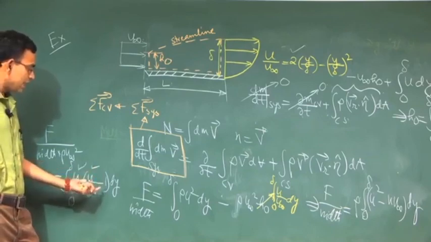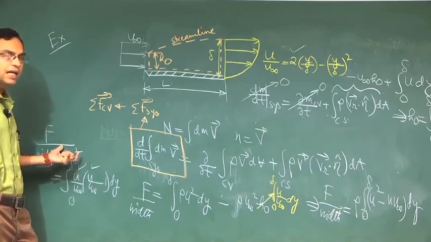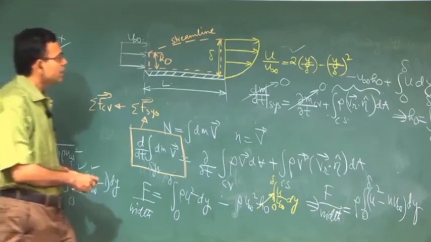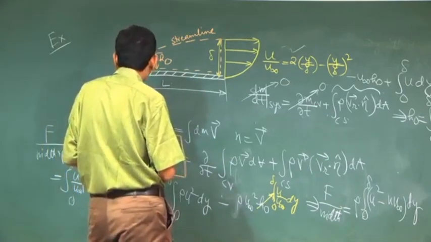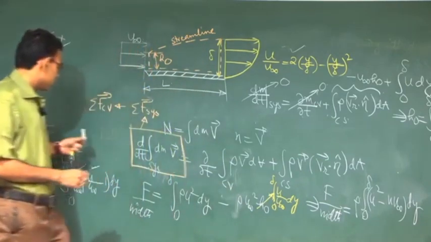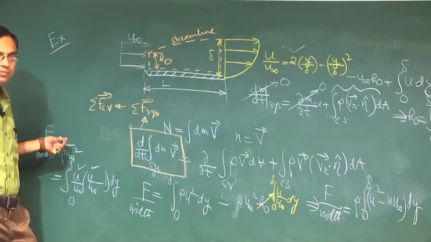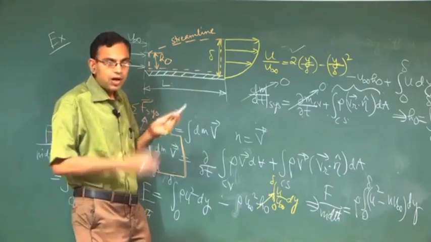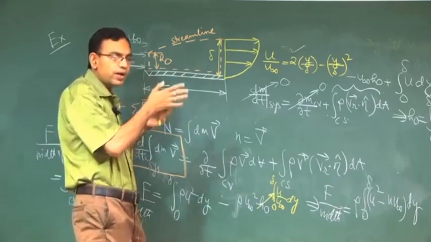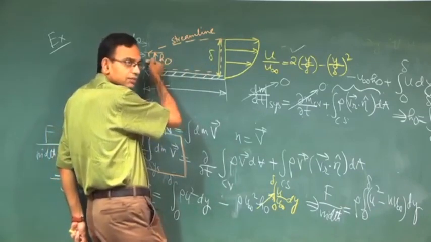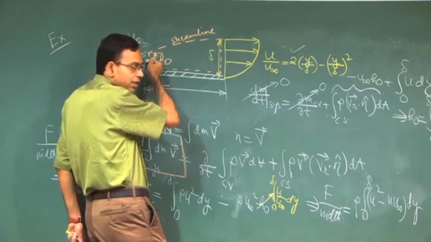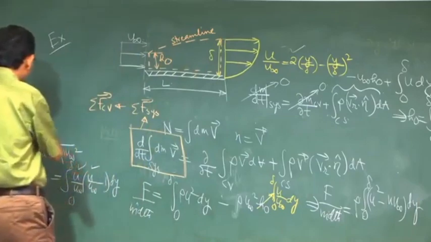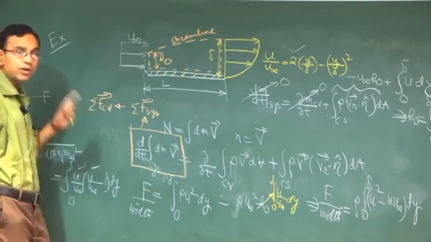You can clearly see that the answer of this should be negative, because u by u infinity is less than 1. Why should the answer be negative? This is the force on the control volume, that means the force exerted by the plate on the fluid. Because the plate has a dragging or slowing down effect, it will have a force in the negative x direction. By Newton's third law, the force exerted by fluid on the plate will be minus of F. That will be your answer.